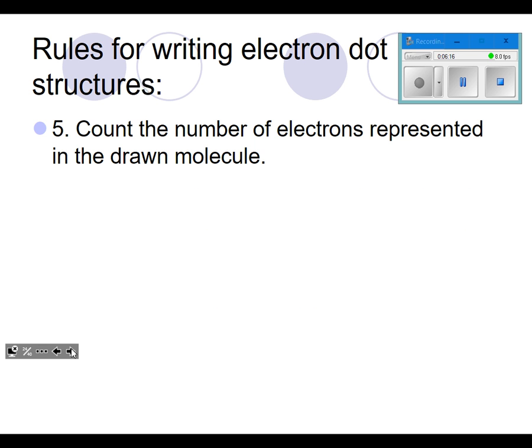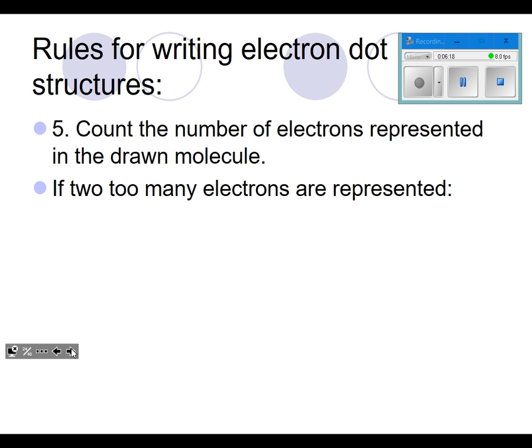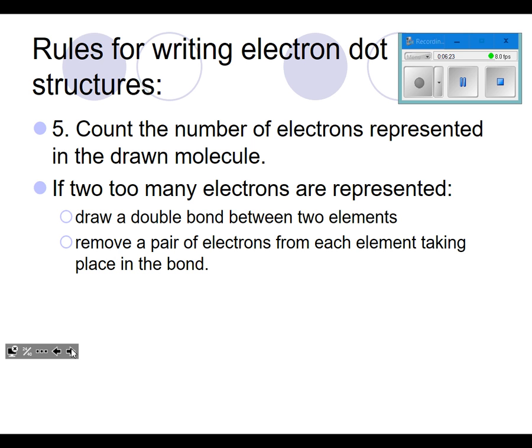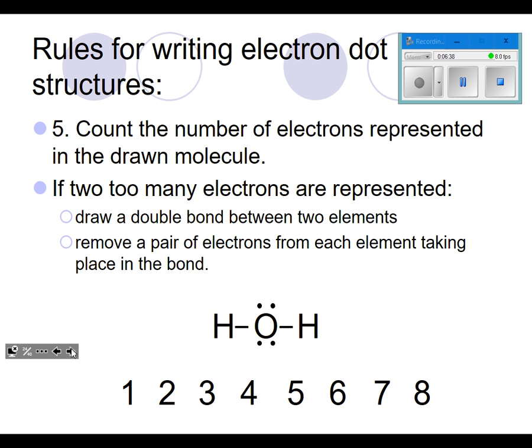Now step 5 is to count your number of electrons represented in the molecule. If you have too many electrons represented, you're going to draw a double bond between the 2 elements and remove a pair of electrons from each element that's taking part in the bond. Okay? For this one, we have 1, 2, 3, 4, 5, 6, 7, 8. If you remember, our original count said that we could only have 8 electrons. So this is correct, and I don't have too many. Okay? So everything's good to go.